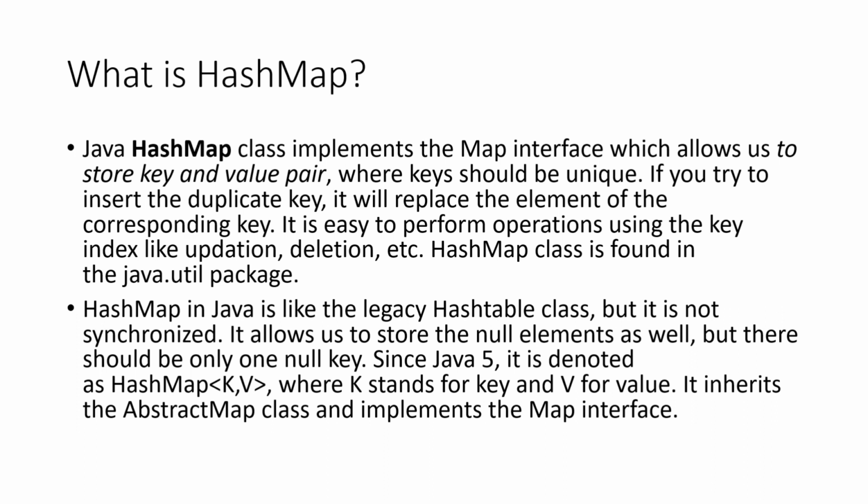So what is HashMap? In Java, the HashMap class implements the Map interface, which allows us to store keys and values. Basically, we can map a value corresponding to a key, where the key should be unique. If you try to insert a duplicate key, it will replace the existing element with the new value, and it is easy to perform operations using the key, like updating, deleting, etc. The HashMap class is found in the java.util package.